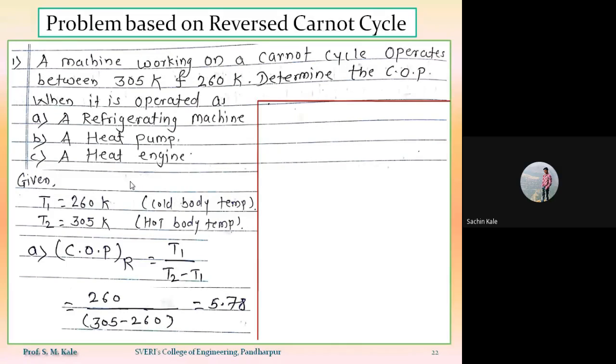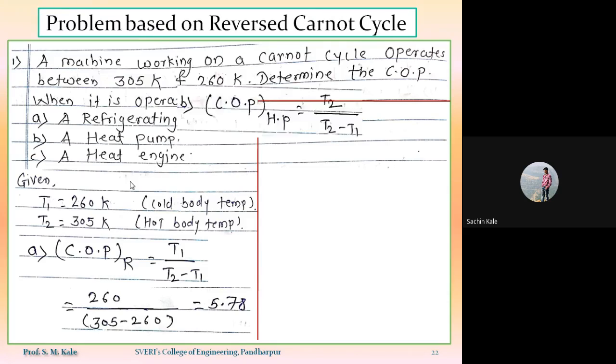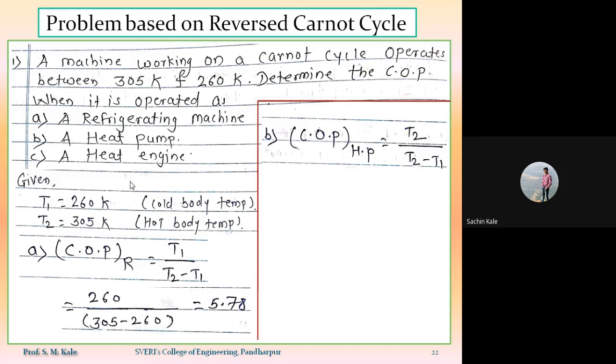Plus 1. COP of refrigerator plus 1. That is one way, or another way you can use the formula. So COP of heat pump is nothing but COP of refrigerator plus 1. So 5.78 plus 1 is nothing but 6.78. That is the answer. Or you can use another method: COP of heat pump is given by T2 divided by T2 minus T1. Put the value of T2 and T1, and you will get the answer 6.78. Are you getting? Yes or no?